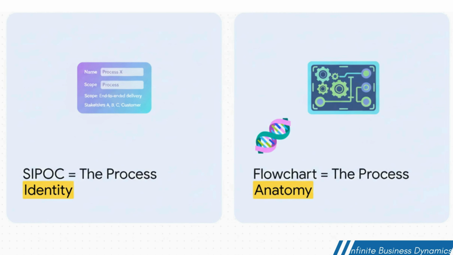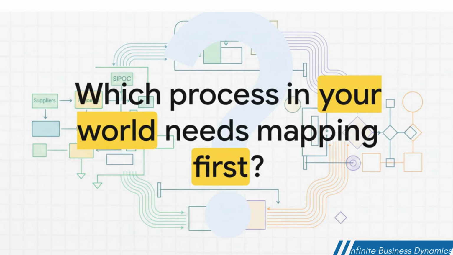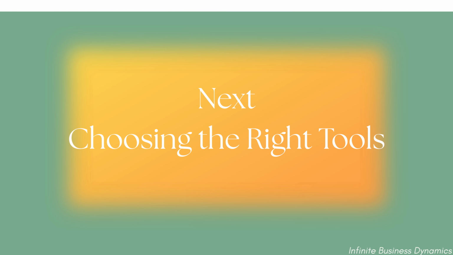Identity first, then anatomy. So there you have it. Two distinct, incredibly powerful tools. They're not rivals, they're partners in a logical dance. One sets the stage, the other analyzes the play. So the only question left is, when you're done here, which process in your world needs its identity clearly defined with a SIPOC, and which one is ready for its anatomy to be revealed by a flowchart?